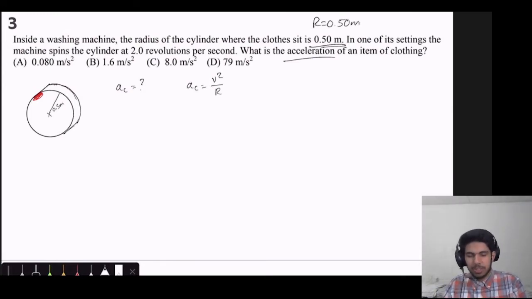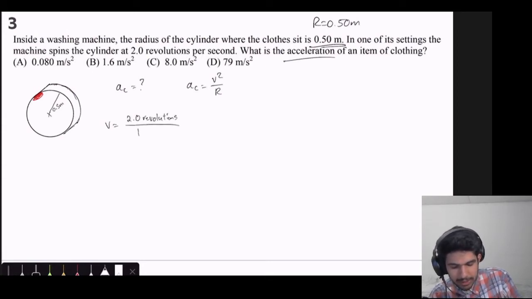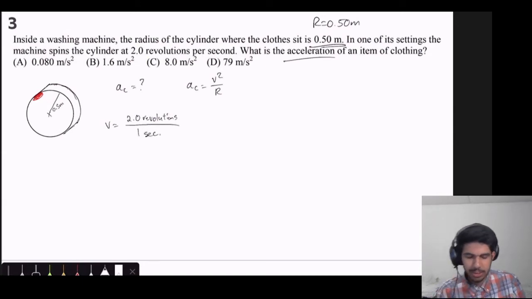Well, we sort of do. We're given revolutions per second, 2 revolutions per second. That's not quite the units we want. We want velocity in meters per second. So let's see if we can figure this out. v equals 2.0 revolutions per 1 second. It's just a little bit of dimensional analysis.